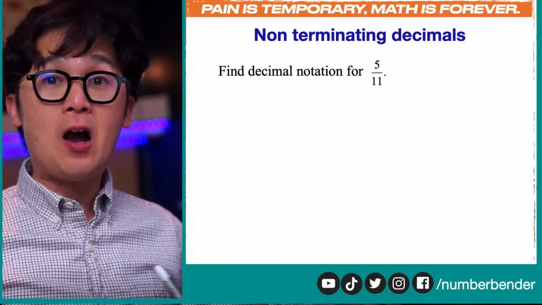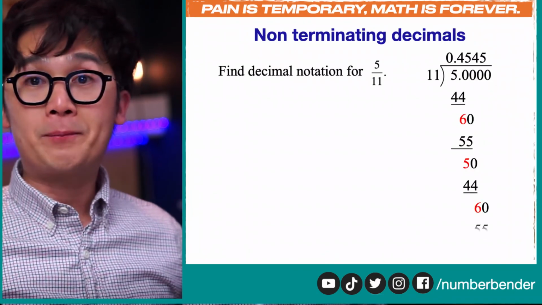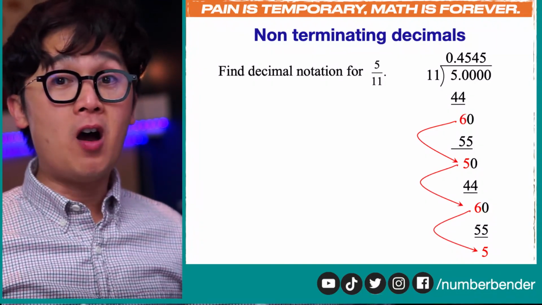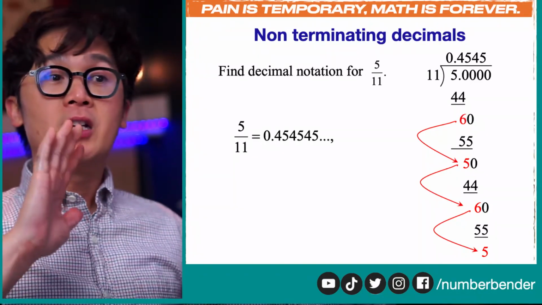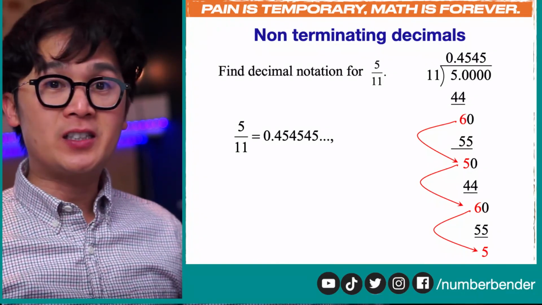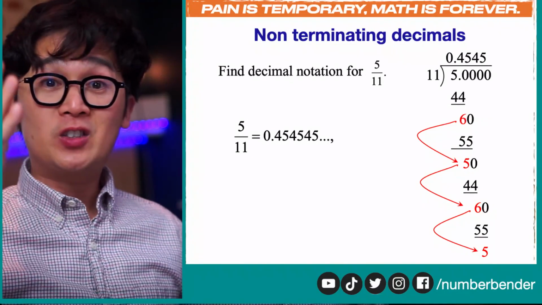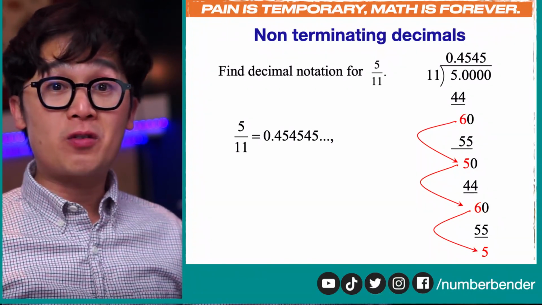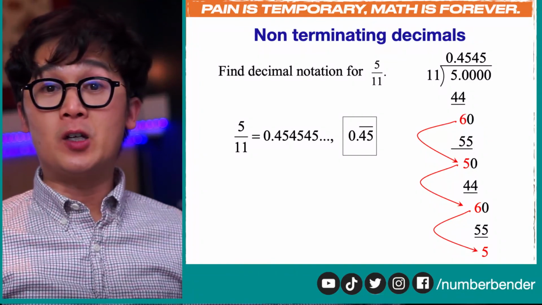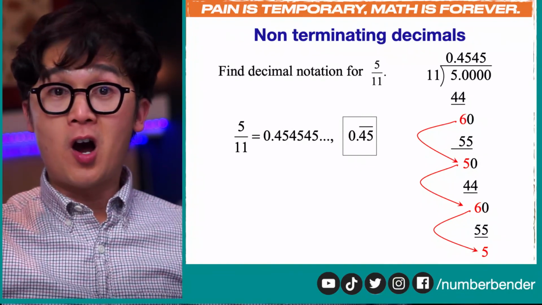So this is how we change 5 over 11 into 0.45 by long division. And once again, some fractions are easy to convert, and some fractions may take a while to finish, just like the other examples that we have shown. So in this case, 5 over 11 is 0.45 with a bar on top.